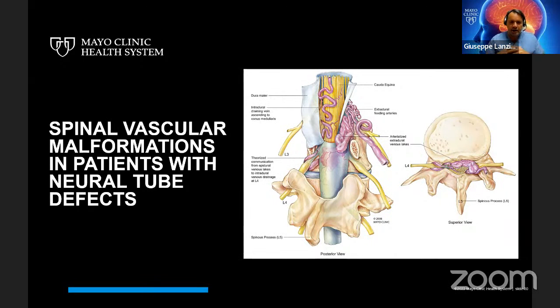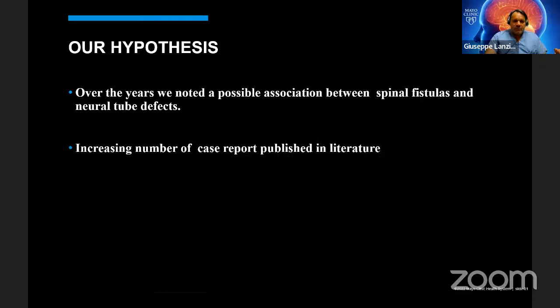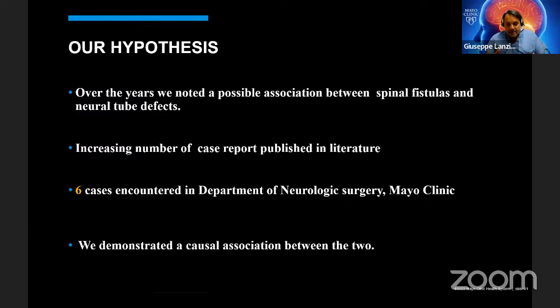And then, of course, there is nothing new under the sun, so we started looking at the literature. And sure enough, there were sparse reported cases of spinal vascular malformations in patients with neural tube defects. Over the years, we started seeing more than one, and we noted an increasing number of cases reported in the literature. Eventually, we were able to put together 6 cases that we have seen. And putting together other cases reported in the literature, we were able to demonstrate a true association between these two conditions.